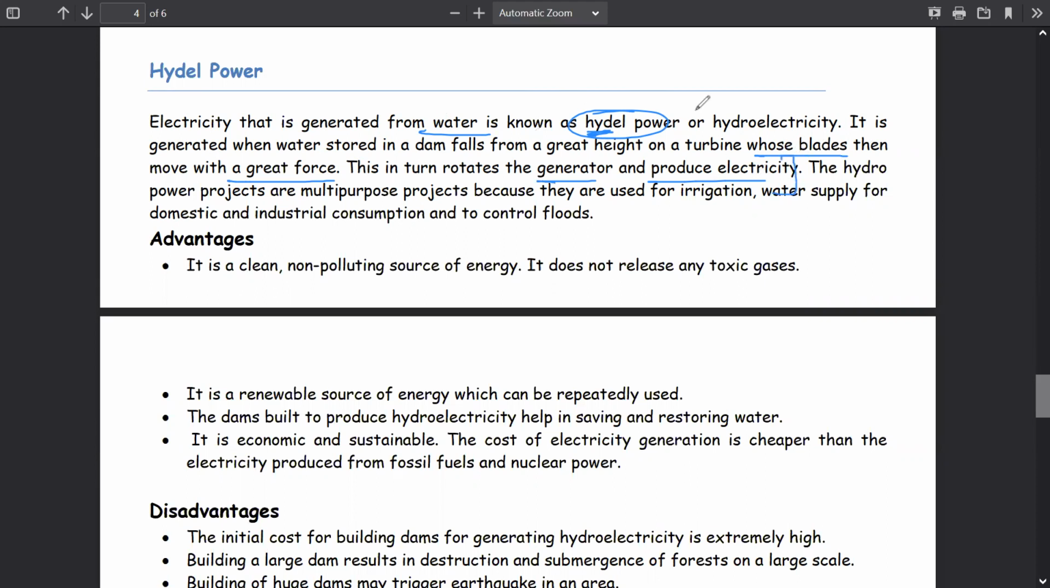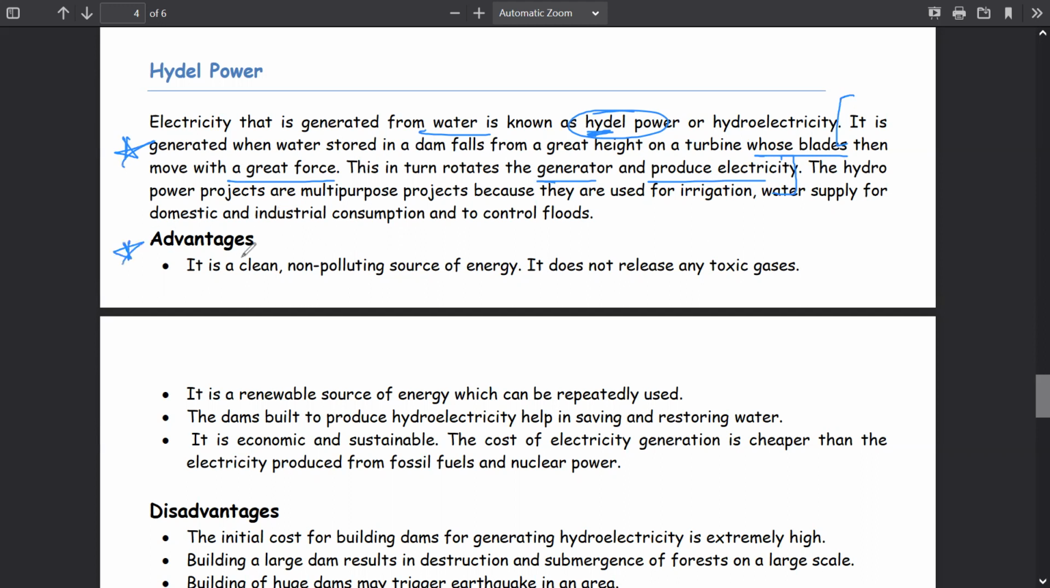So how, they may ask in the exam, does Hydel power contribute to the production of electricity? So you can write this definition: it is generated when water stored in a dam falls, rotates the generator and produces electricity.